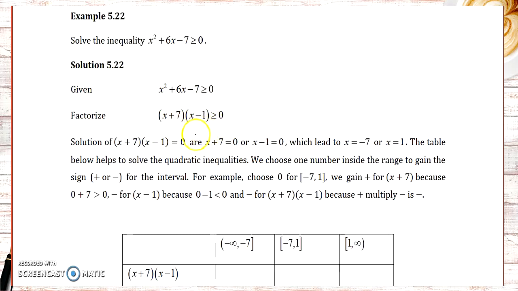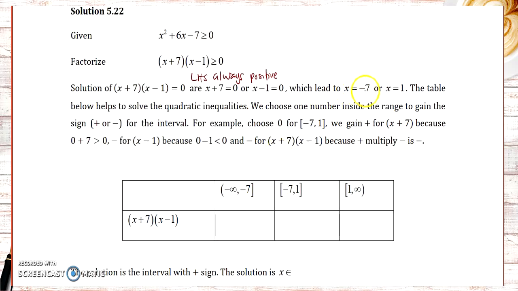This means that the left hand side is always positive or zero. The solutions of x plus 7 and x minus 1 equal to 0 are x plus 7 equals 0 or x minus 1 equals 0, which lead to x equals negative 7 or x equals 1. The table below helps to solve the quadratic inequality. We draw a table, with x equals negative 7 and x equals 1.